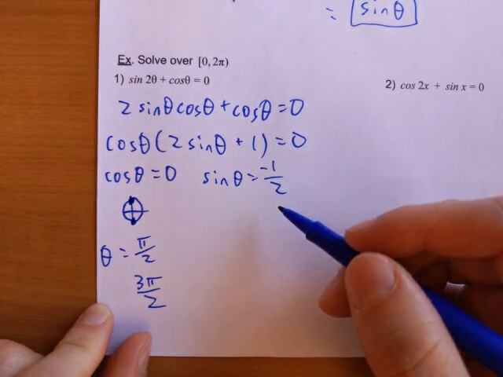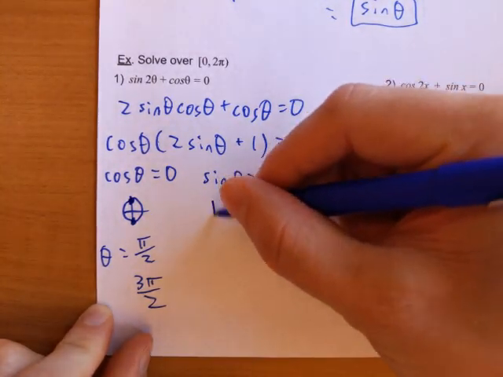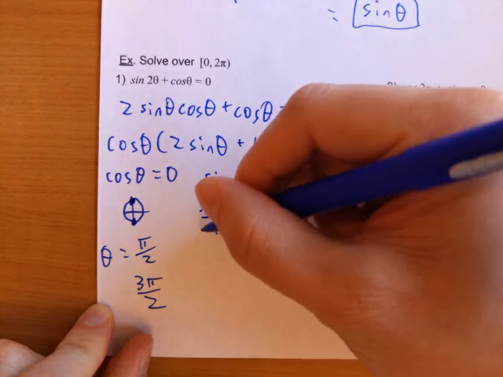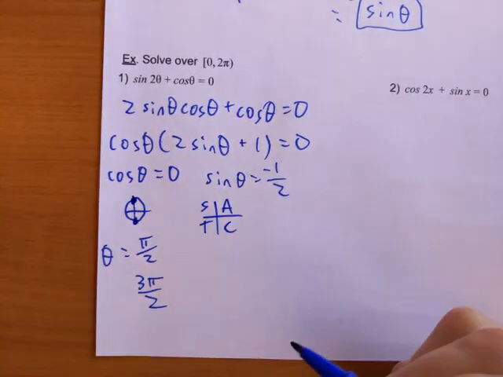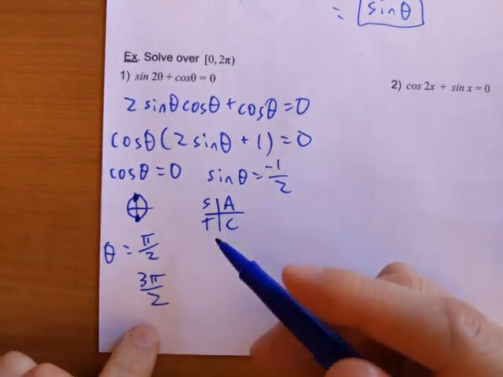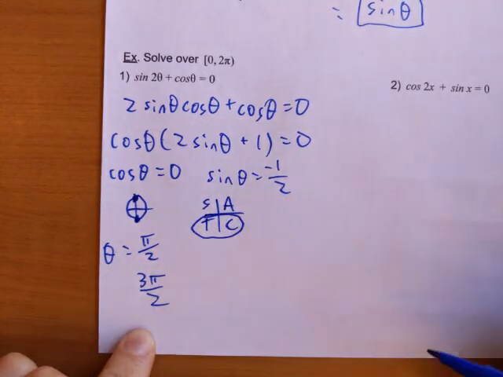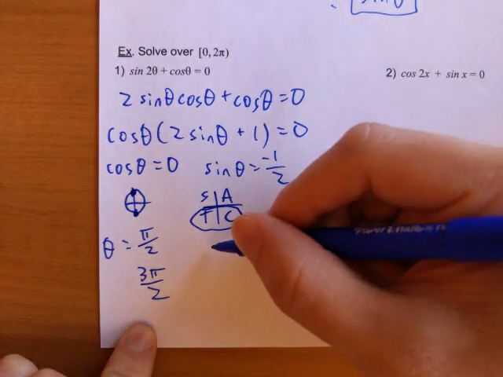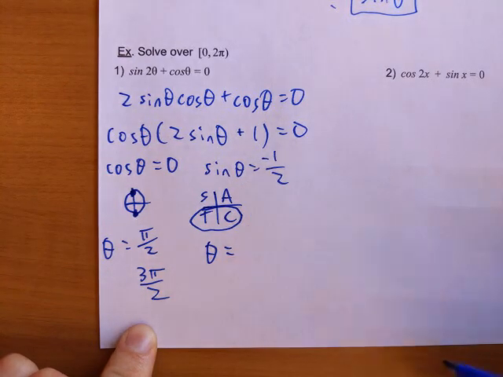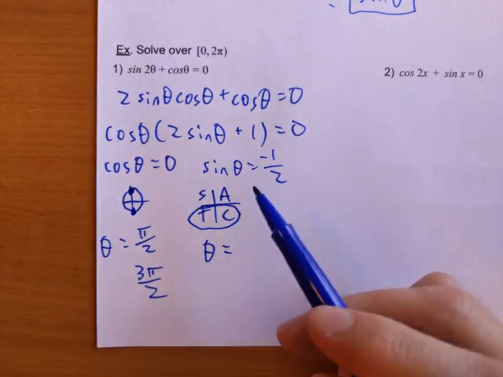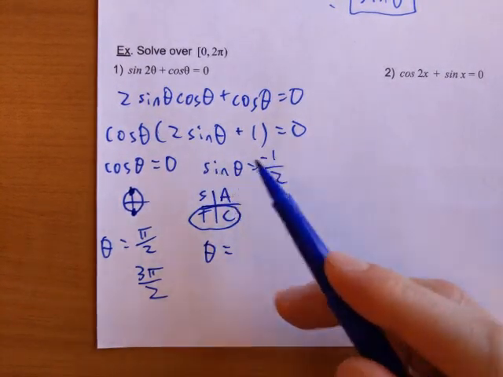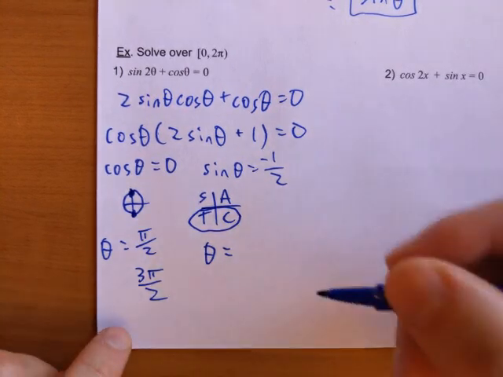And then sine being negative a half, we're going to have to look at ASTC. All Students Take Calculus. For sine to be negative, that's going to be the third and the fourth quadrant. And of course, we also have to think about our unit circle memorization. We know that sine being a half, a y-coordinate being a half, that's pi over 6 angles.